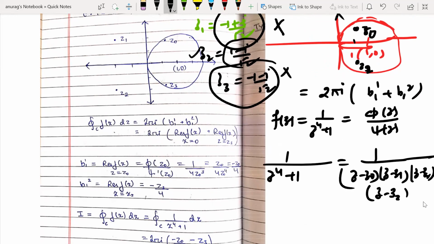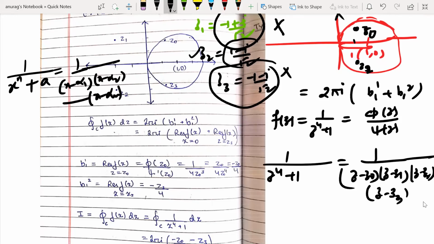We know that if any equation has n roots, then it can be written as 1 upon x minus alpha 1, x minus alpha 2, and if it has n roots, then x minus alpha n. And if you break it into partial fractions, you will get the linear factors. So all are simple poles. So you have to find the residue at these singularities using the formula for simple poles.